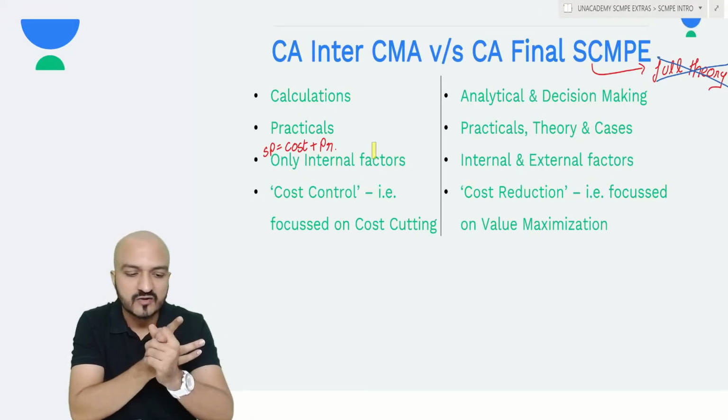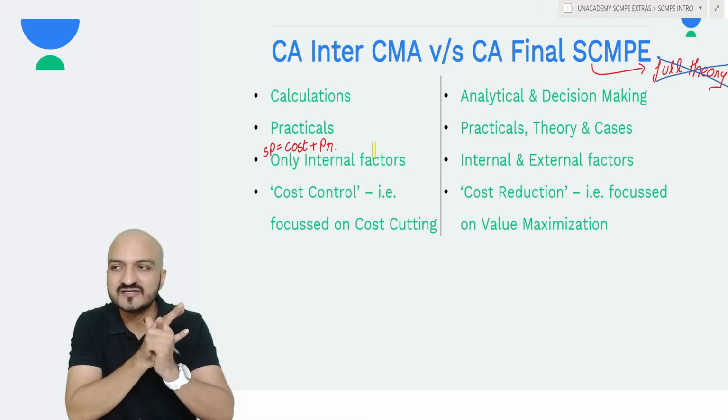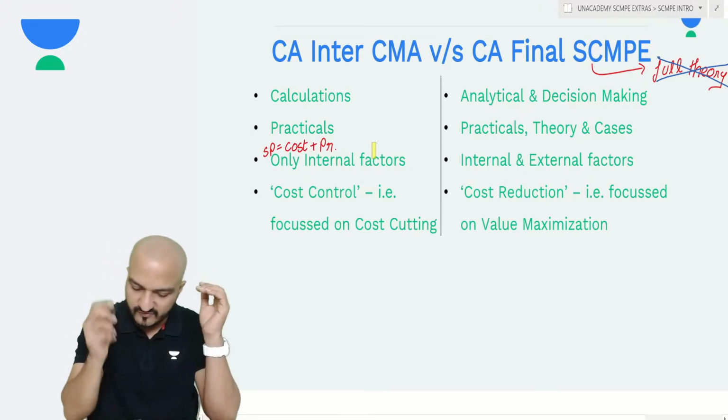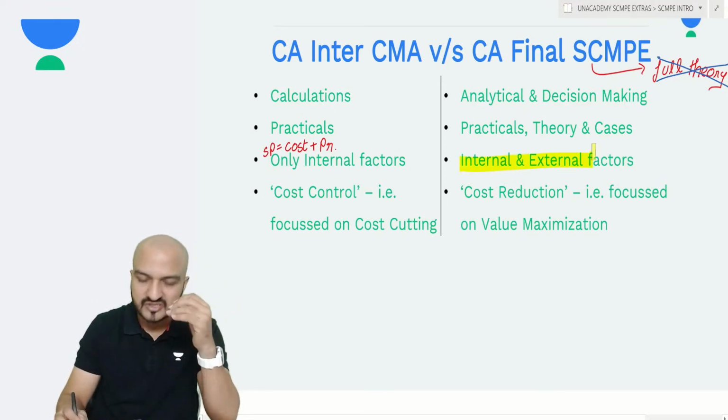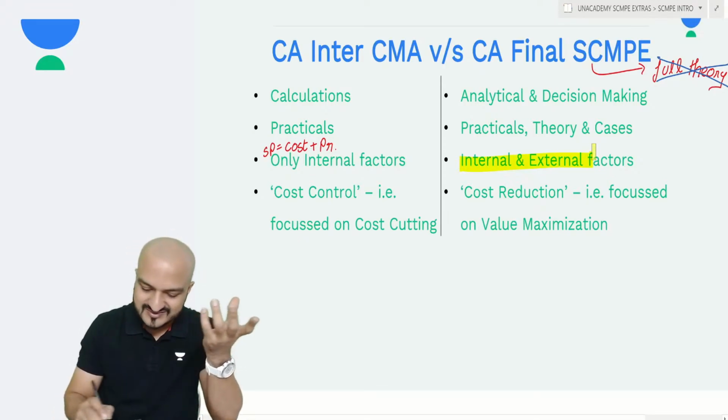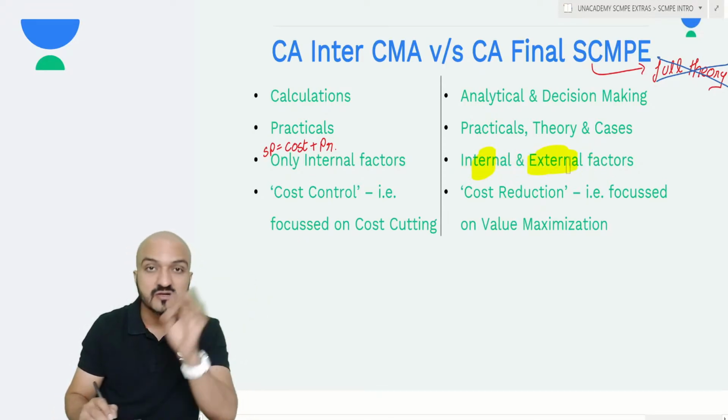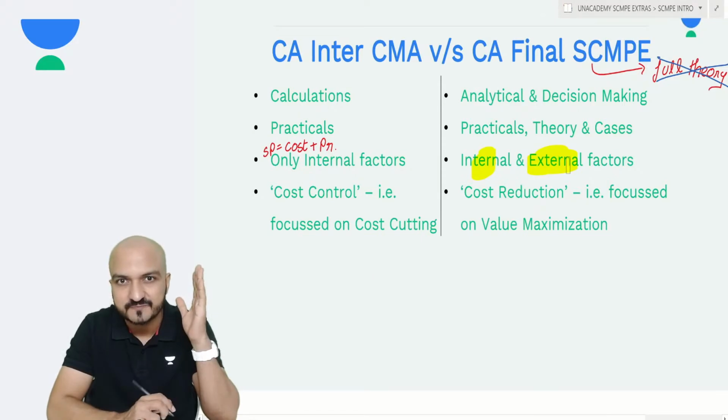You never considered what the government regulations are. You never considered what the general market situations are. External factors you never considered. Now we will consider them. Yes, so at CA final level, my cost calculations, my entire subject will be considering external as well as internal factors. Both factors we shall consider.